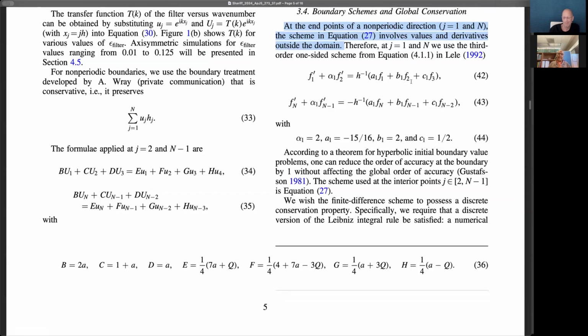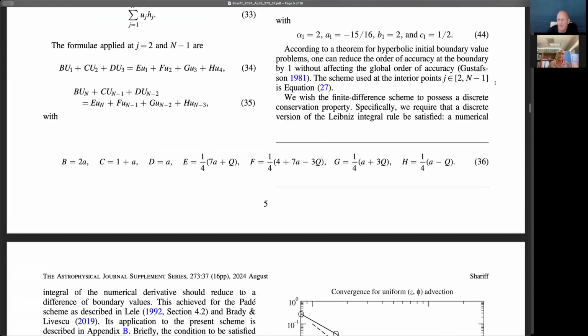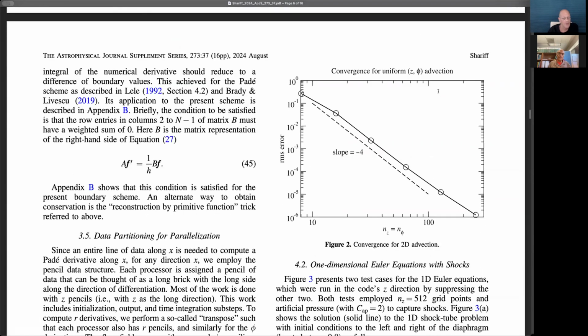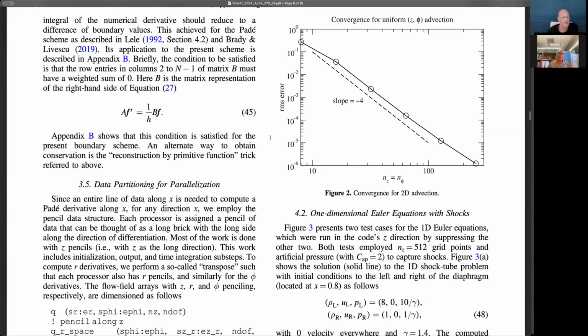Okay, so let's then move on. Leibniz rule. Yes. Good.